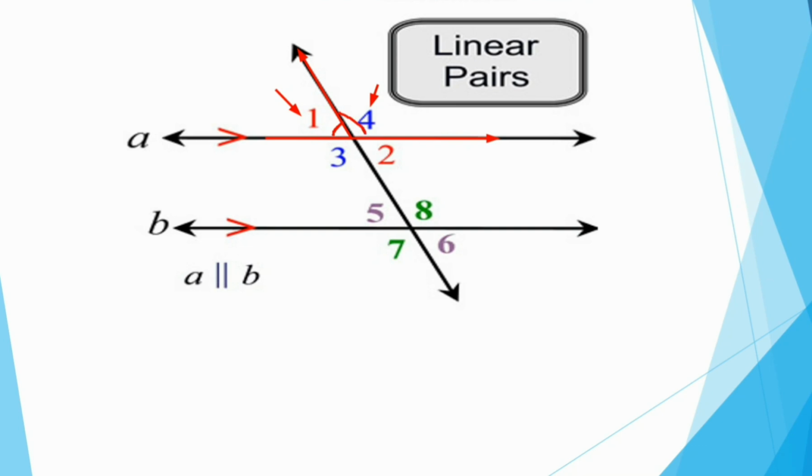So the sum is 180 because their outer arms, which ones are outer arms? Let me tell you. This is the common vertex of the two angles. So this is the outer arm of angle 1, and this is the outer arm of the other angle 4. So the outer arms lie in a straight line, that is why they are called linear, because linear is made up of line. Since it is forming a line, hence they are called a linear pair.